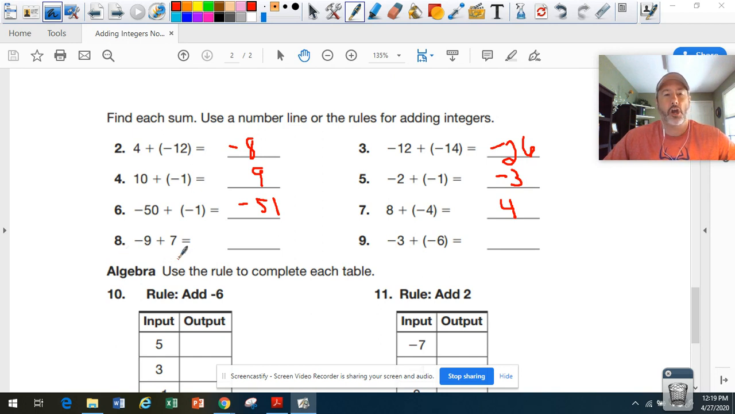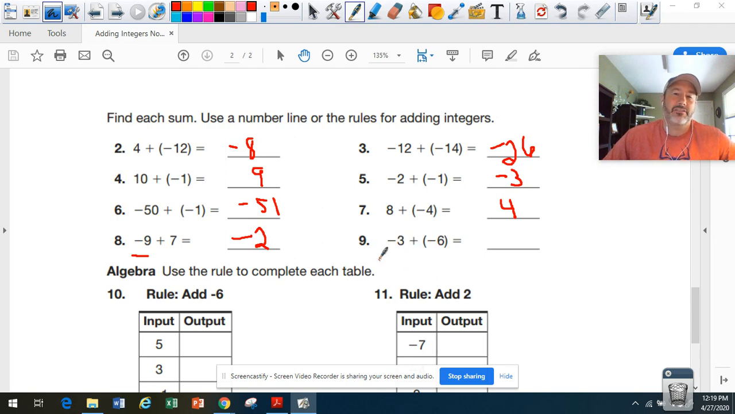Over here, signs are different. Very, very good. So that means we are going to do the absolute value. Absolute value of -9 is 9. Absolute value of 7 is 7. 9 minus 7 is 2. So right now we got a 2. We have to determine, is this 2 going to be positive or negative? 9 was the larger absolute value there. What sign does it have? It's negative, so that means my answer here is negative also. Answer is -2.